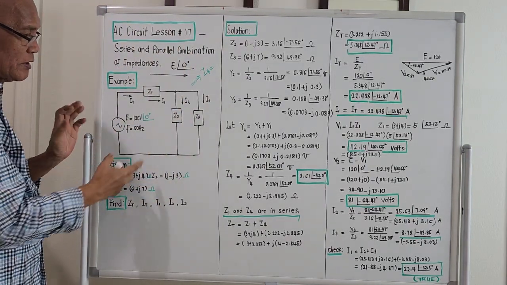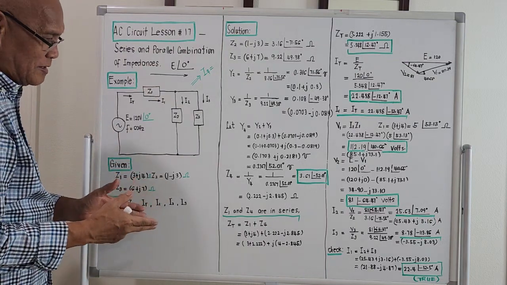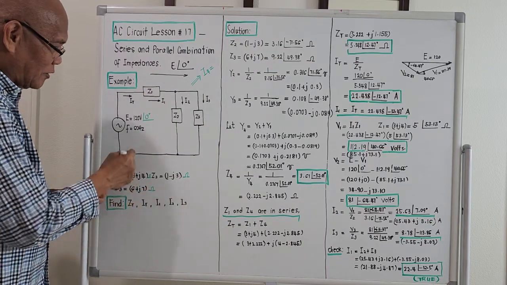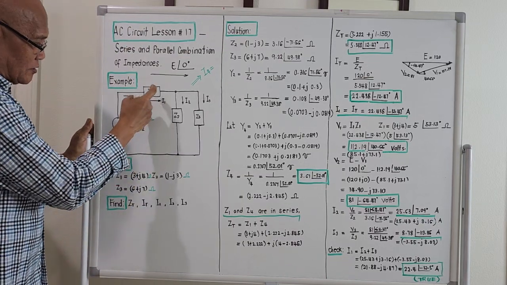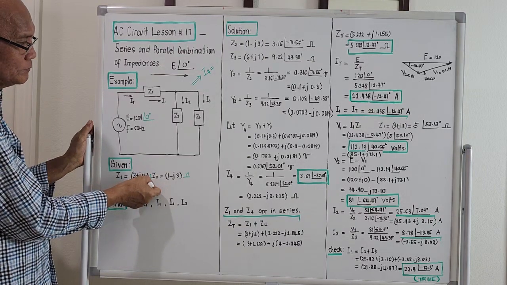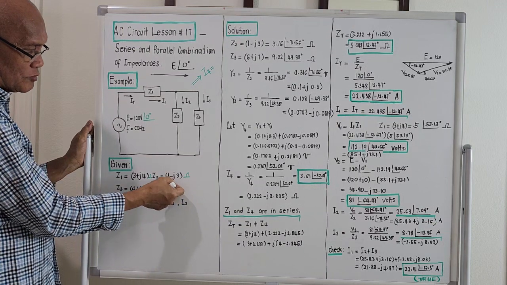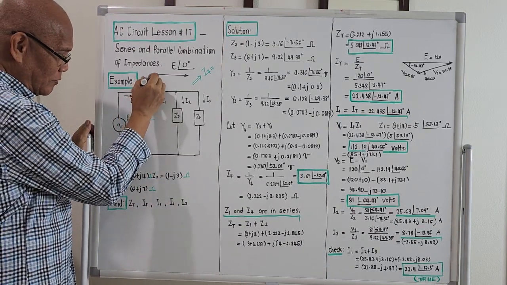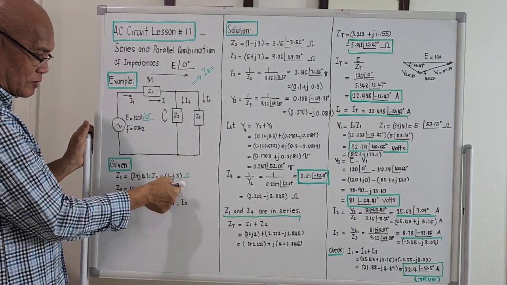The frequency is 60 Hz. For tonight, we do not even need the 60 Hz because I've given you other values, so you do not need the value of the frequency. I just put the frequency at 60 Hz. Z1 is 3 plus j4 ohms, inductive. Z2 is 1 minus j3, this is minus, so this is a capacitive load.